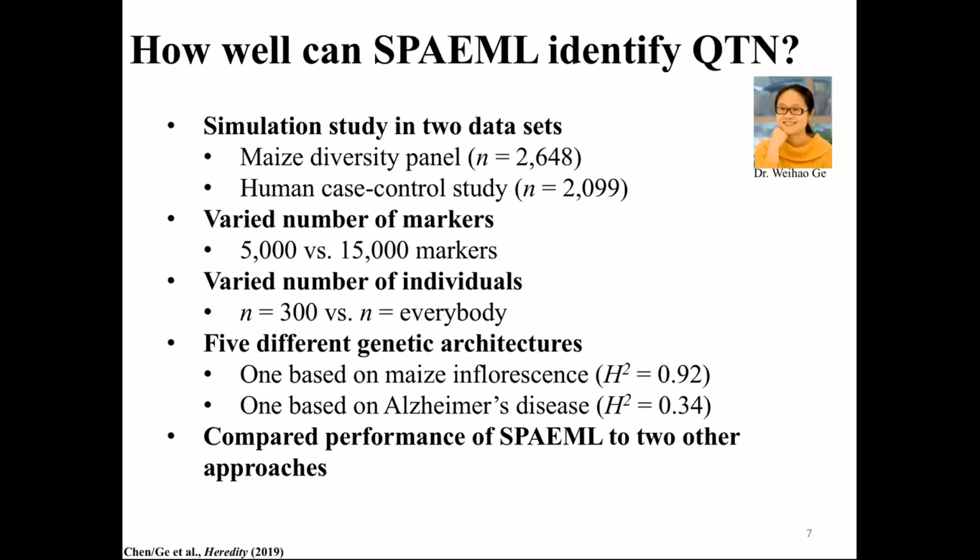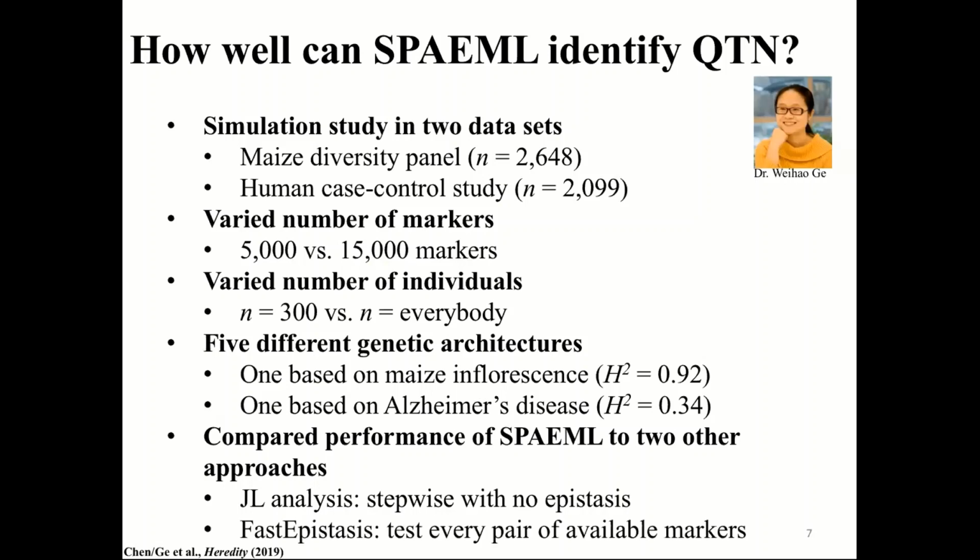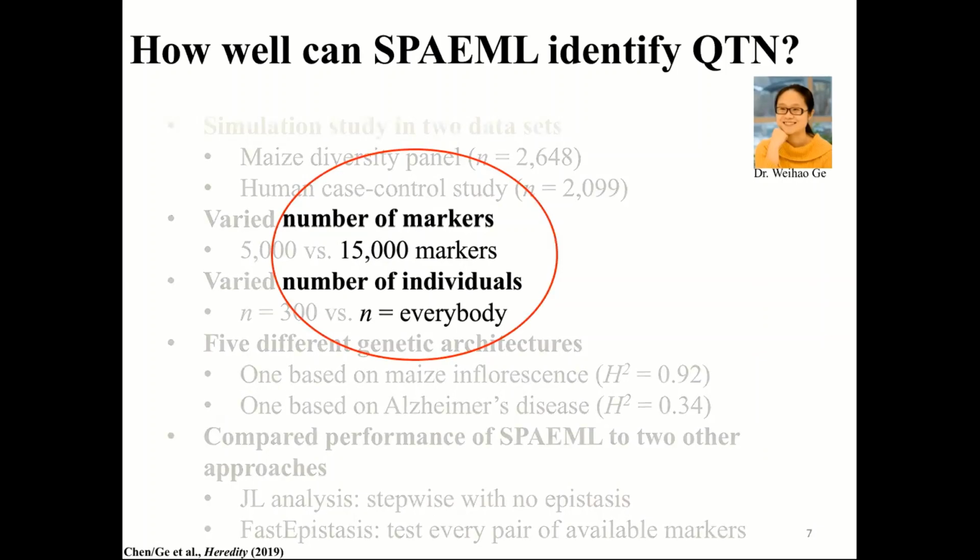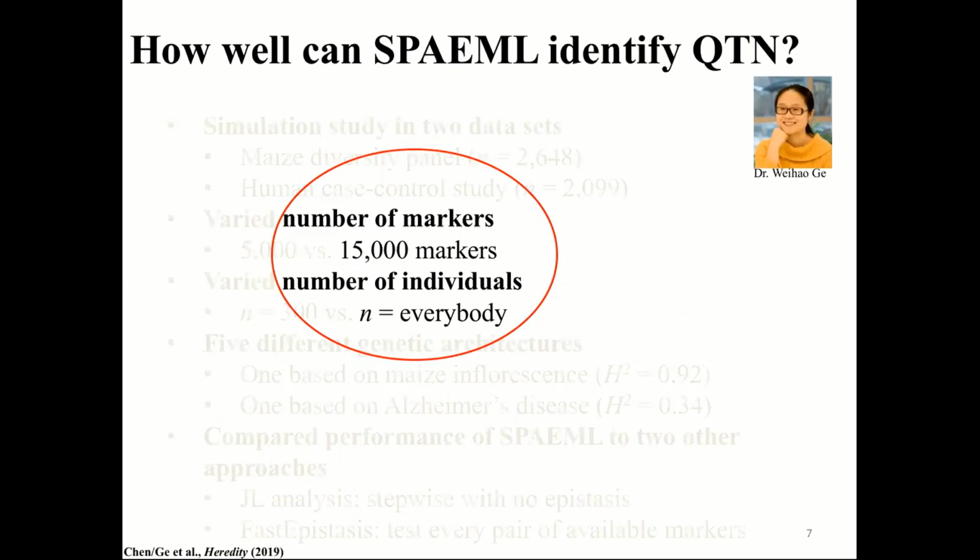effect epistatic QTN. And then we compared the performance of SPAMEL to 2 other approaches, one being joint linkage analysis, which is just basically stepwise model selection with no epistasis, and then also a canned package that exhaustively tests for every pair of available markers. So this is a massive study. If you want to see everything we did, check out the Heredity paper. For the sake of this presentation, I'm going to focus on maximum number of markers, maximum sample size, these 2 genetic architectures.